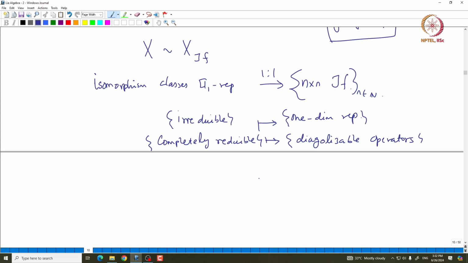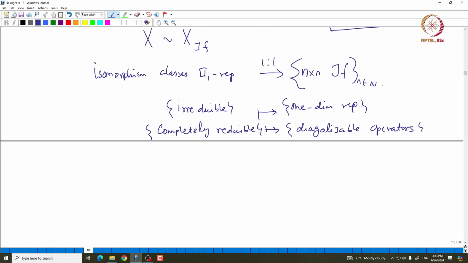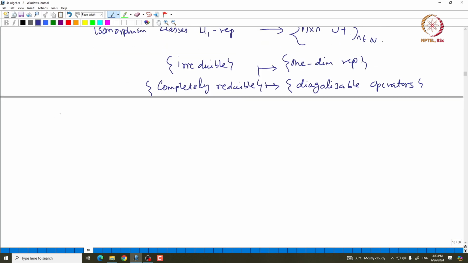So, now you can see that if you are interested in cooking up some non-completely reducible representation, then you can start with some non-diagonalizable operator. If I start with some non-diagonalizable operator from this GLN of C, then you will be getting a representation that is not completely reducible. So, indeed this can be used to construct a non-completely reducible representation in this situation.